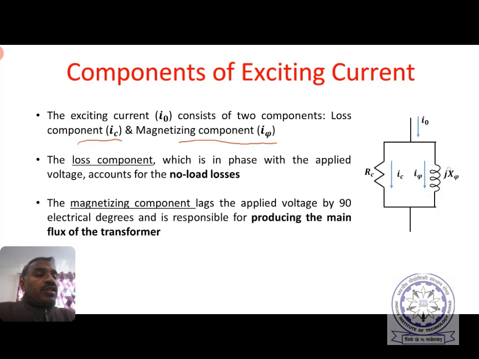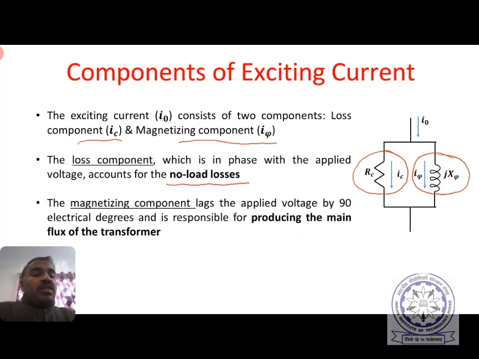So, you can see here, this is the loss component IC, and then this is the magnetization component Iμ. The loss component, which is in phase with the applied voltage, accounts for no load losses. Already I have explained what all the no load losses are. The magnetization component lags the applied voltage by 90 electrical degrees and is responsible for producing the main flux of the transformer.